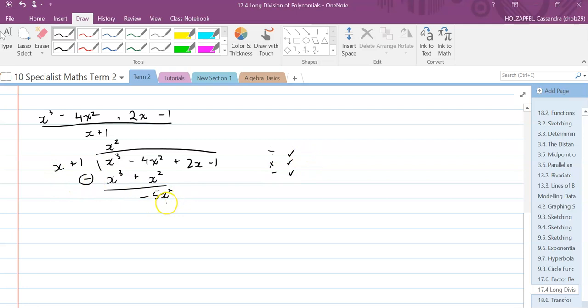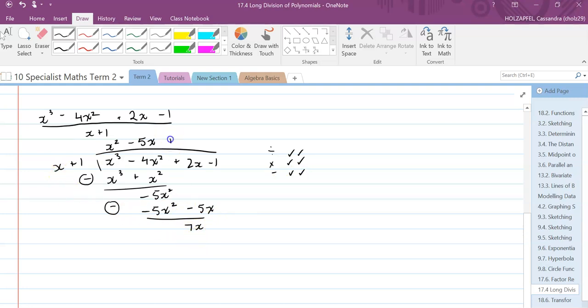x fits into negative 5x squared negative 5x times. Negative 5x times x plus 1 is going to make negative 5x squared minus 5x. So that's our divide and our multiply. Next, we will subtract. So 5x squared take away negative 5x squared is 0. And 2x take away negative 5x is going to become 7x.